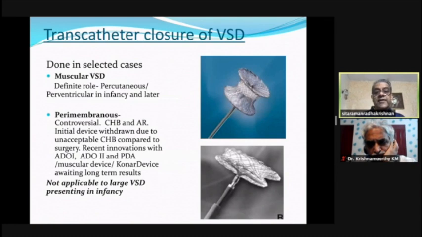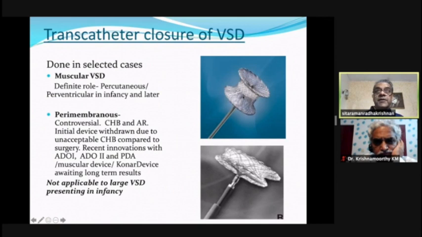This is also an exciting area, but not as exciting as atrial septal defect. Of course, not all muscular ventricular septal defects, I'm very sorry, but moderate ventricular septal defect who present to you later when they are more than 6 to 8 kilos, they can be treated with the so-called muscular VSD devices.